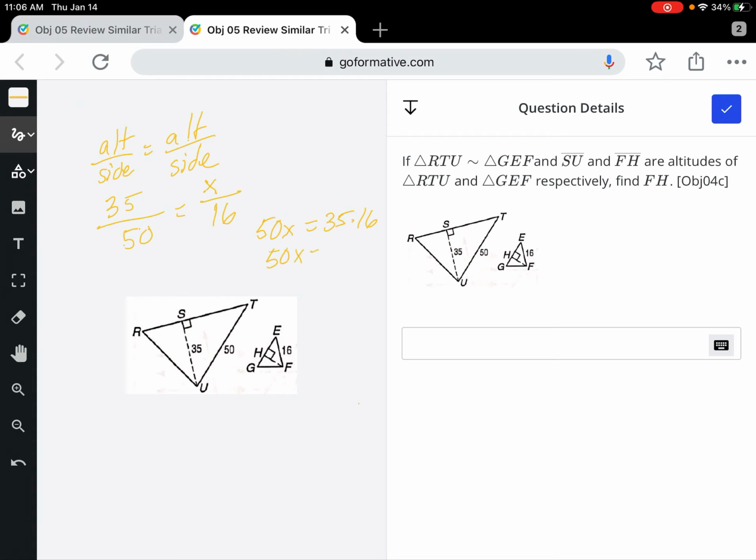Okay, so that's 50x is equal to 560. And I have x is equal to 11.2. And so that's your answer, 11.2.